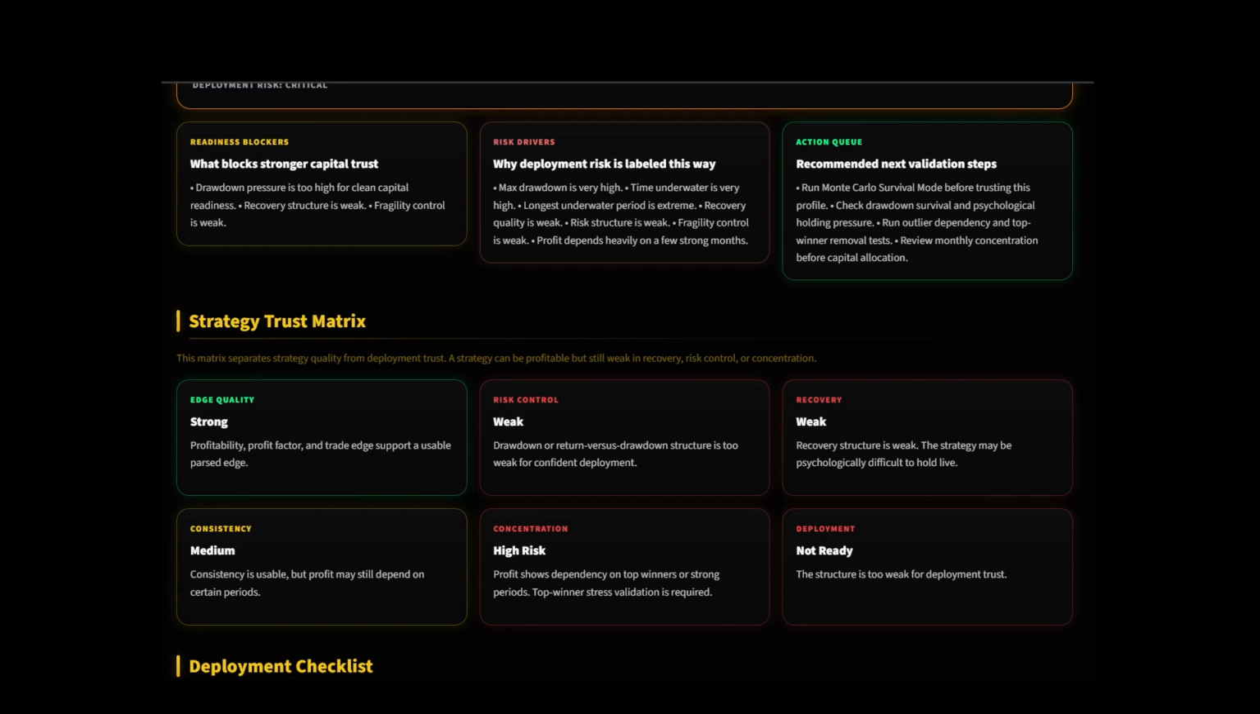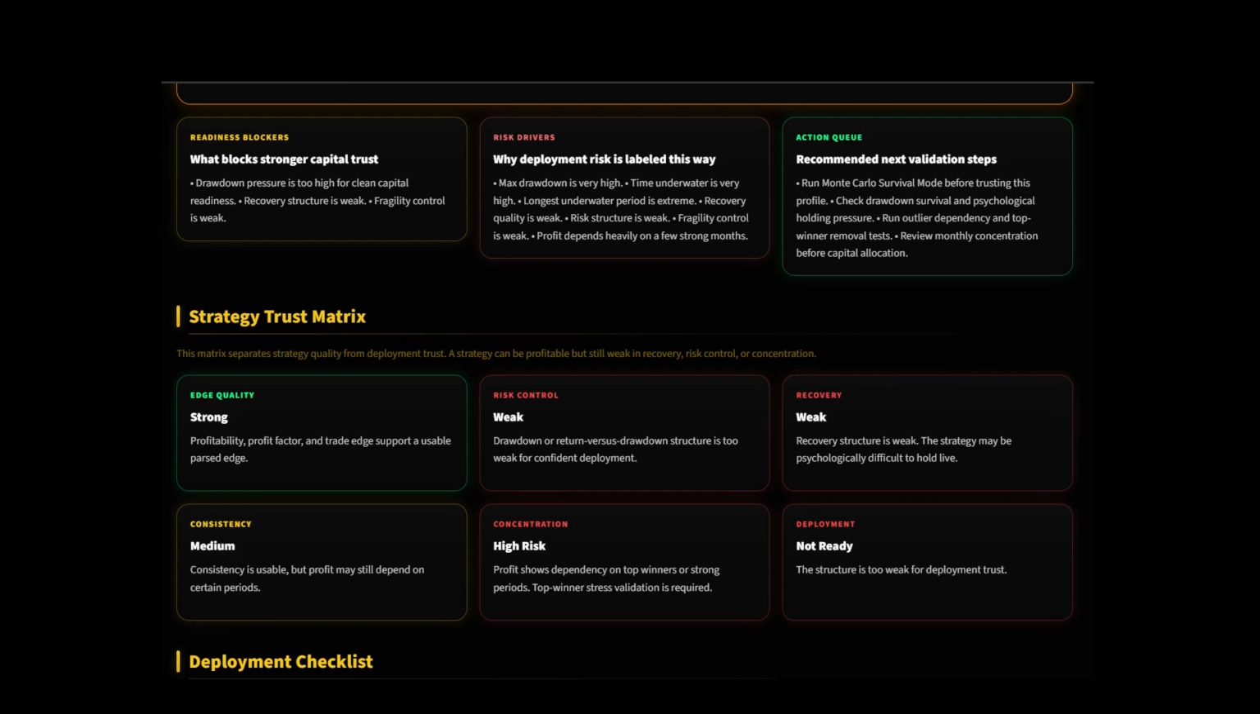This is very important, because many traders make the mistake of looking at only one good metric. For example, profit factor looks good, net profit is positive, or the equity curve looks acceptable. But that does not automatically mean the strategy is ready. The trust matrix forces the report to split the profile into different lenses: edge, risk, recovery, consistency, concentration, and deployment. So instead of getting one simple opinion, you can see exactly where the profile has strength and exactly where it still breaks down. That is the purpose of this layer, not to make the strategy look good, but to show how much trust it actually deserves.